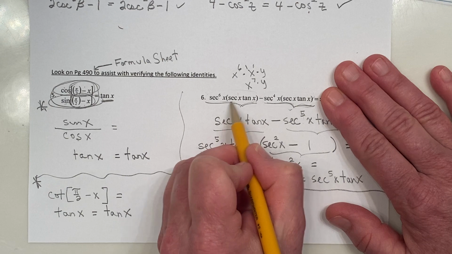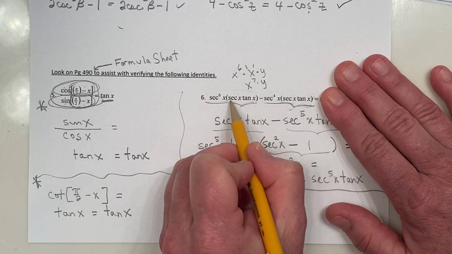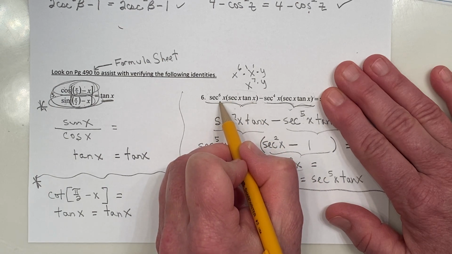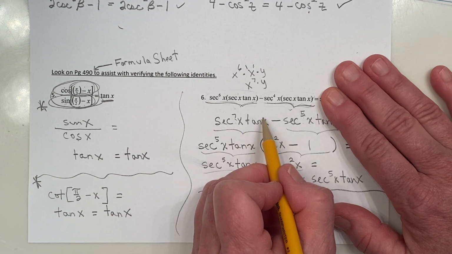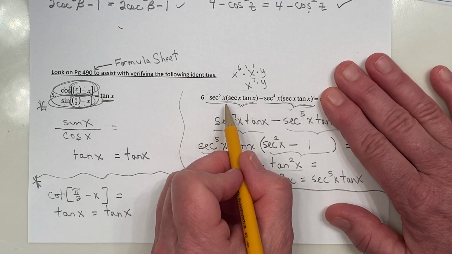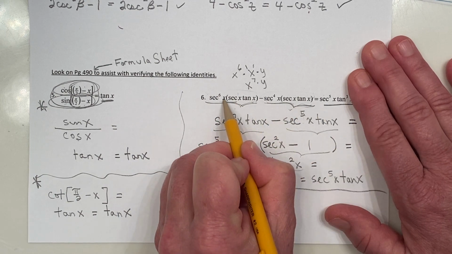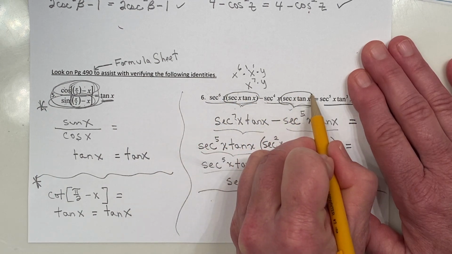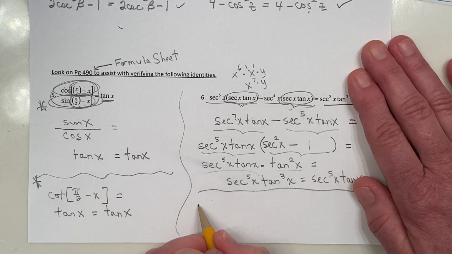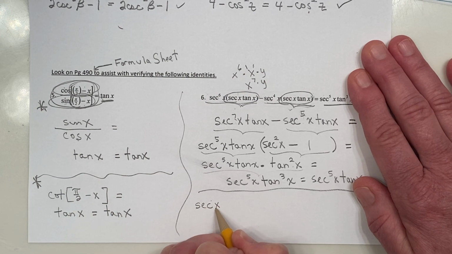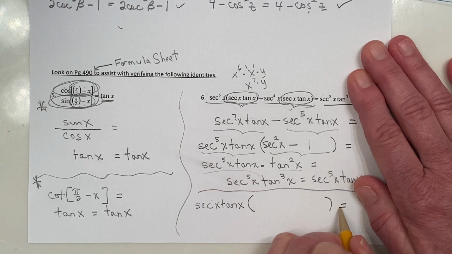I noticed that this group right here has at least secant. I'm sorry. Let me rethink this. What did these two terms have in common? This is what I was thinking about. Well, they both have these factors. So what say you take out secant x times tangent of x? And I've got a parenthesis here.